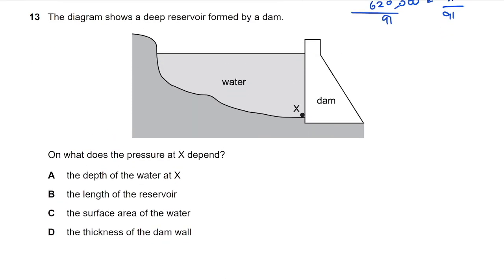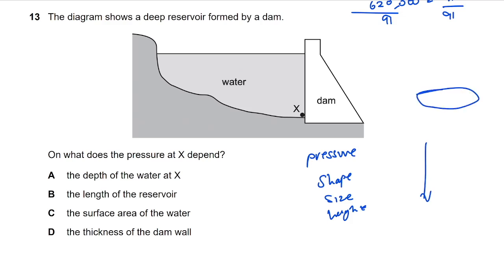Number 13, it says the diagram shows a deep reservoir formed by a dam. On what does the pressure at X depend? Now, the factors that affect pressure, first of all, would be the shape, the size, the height, stuff like that. The further down you go, the higher the pressure is. In terms of shape, if it is a large surface area, the pressure is less compared to something that is very thin. The pressure when it's big is more. And here it would be less, right? So that's what you need to look at.